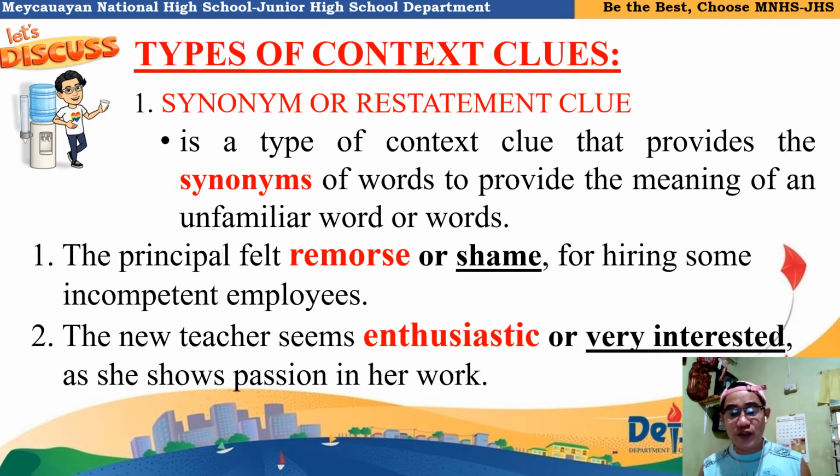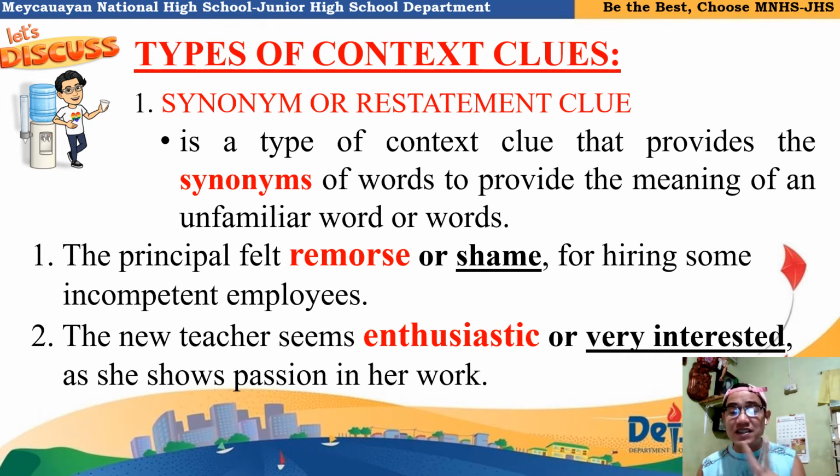Now, let's consider the first one. The principal felt remorse or shame for hiring some incompetent employees. Now, if you notice, our unfamiliar word remorse has the same meaning as shame, okay? So they are one and the same in terms of meaning, and they are connected by the conjunction or. So our signal word for this type of context clue is the conjunction or. Okay, so it connects our unfamiliar word to our synonymous word.